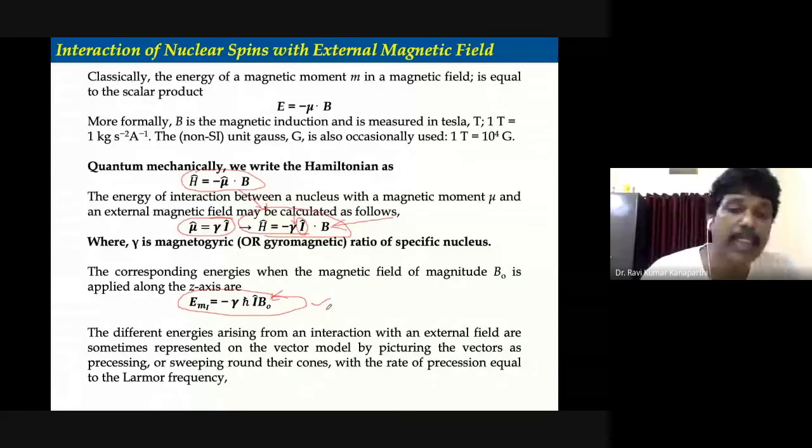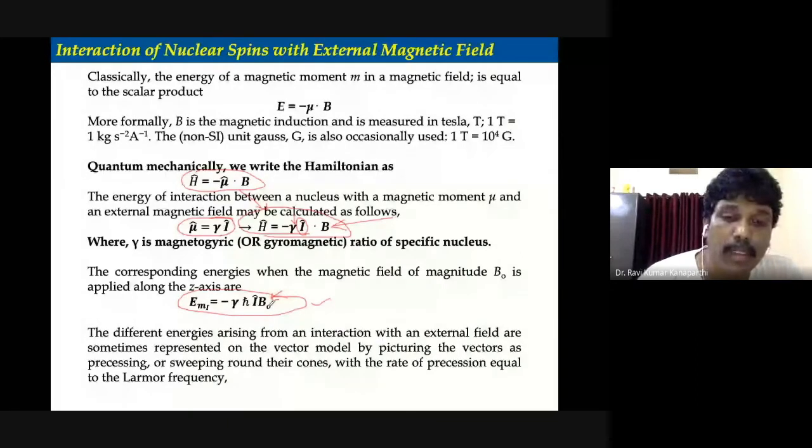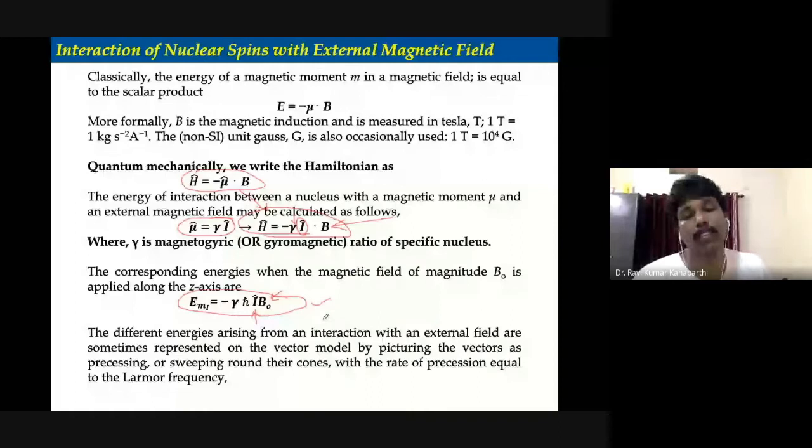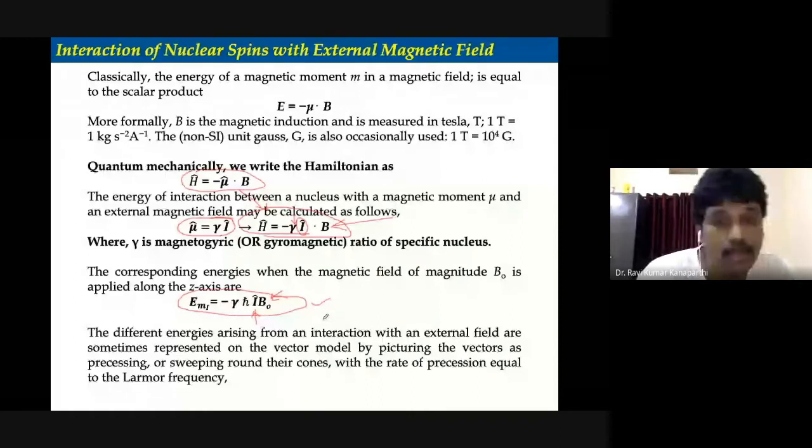But please remember, what is I? I here is not a single number. The possible values of I are 2I plus 1 in number. It can start from minus I, minus I plus 1, minus I plus 2, and so on, and go up to plus I. So it will have many values; it doesn't have one value. Depending upon the I value, you can have different energy levels.